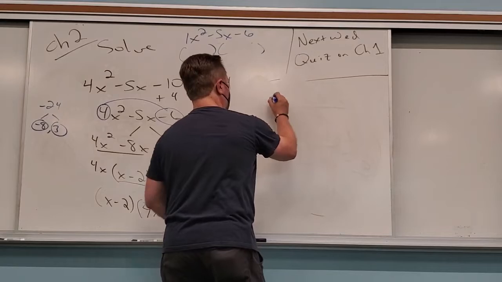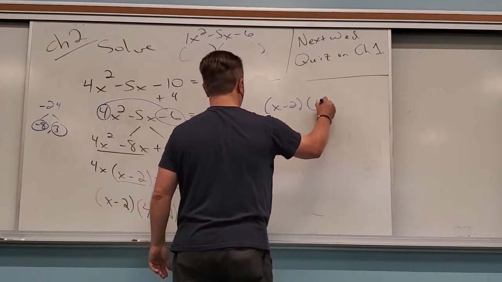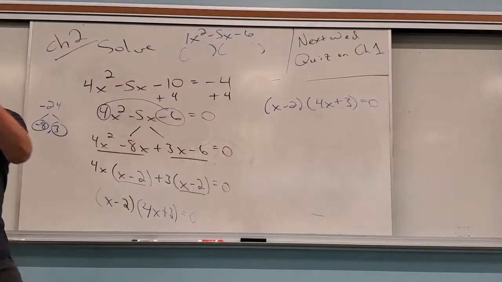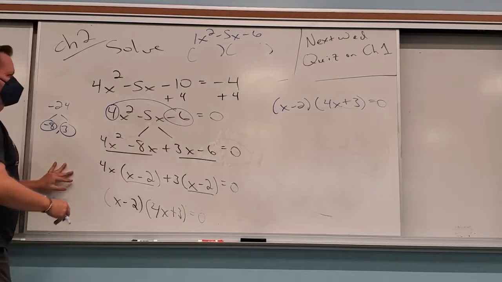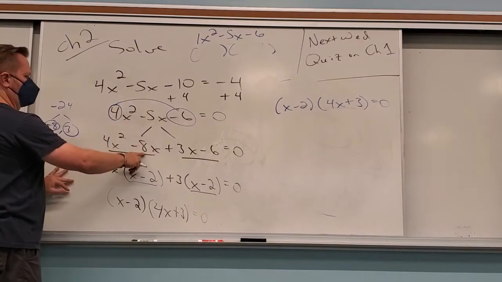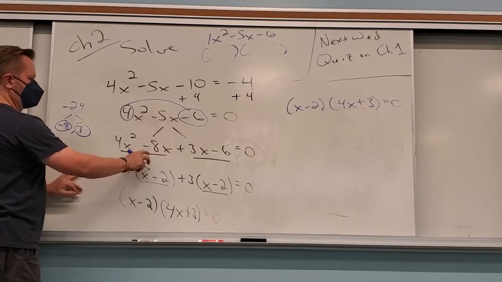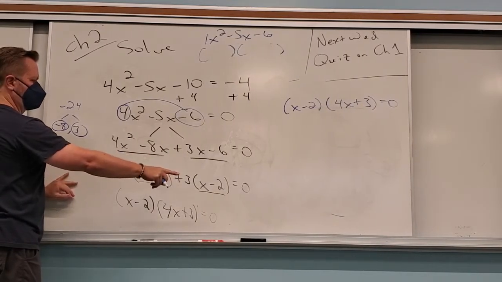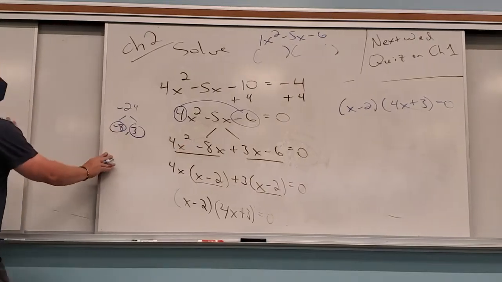I'm almost done. Put this up here. So now I'm at the point where I can do what? Before you move on, how did you go from the first line to the second line? Sure. It's 4x, parentheses, x minus 2, plus 3, and then x minus 2. Okay, real quick.